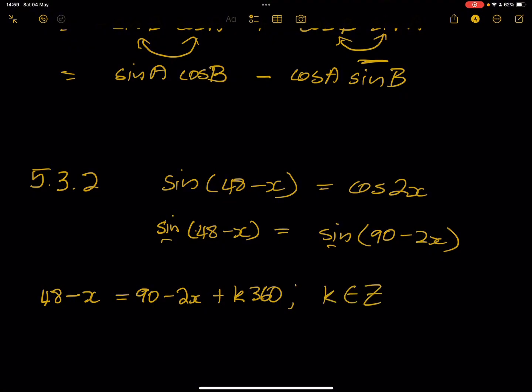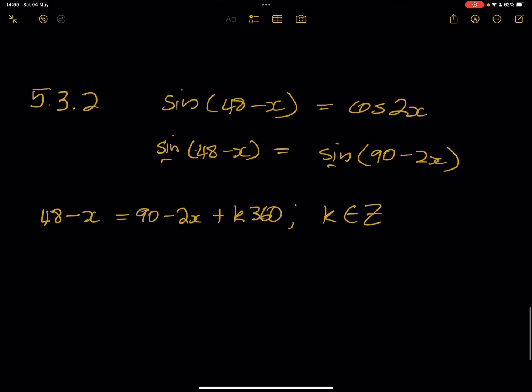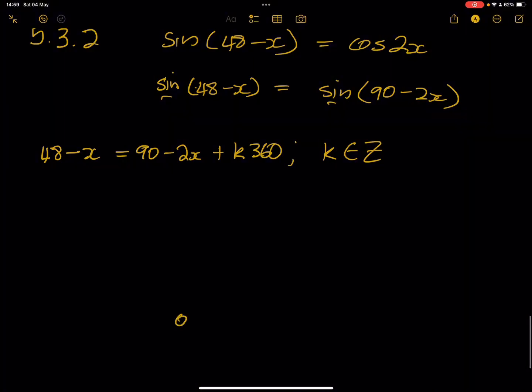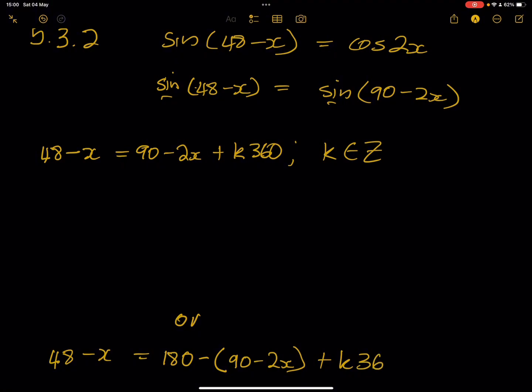But remember, whenever you are taking an angle for sine, there are two possibilities. The other one would be at 180 minus. So I'm going to write it at the bottom there, or 48 minus x would be equal to 180 minus 90 minus 2x, plus k 360.